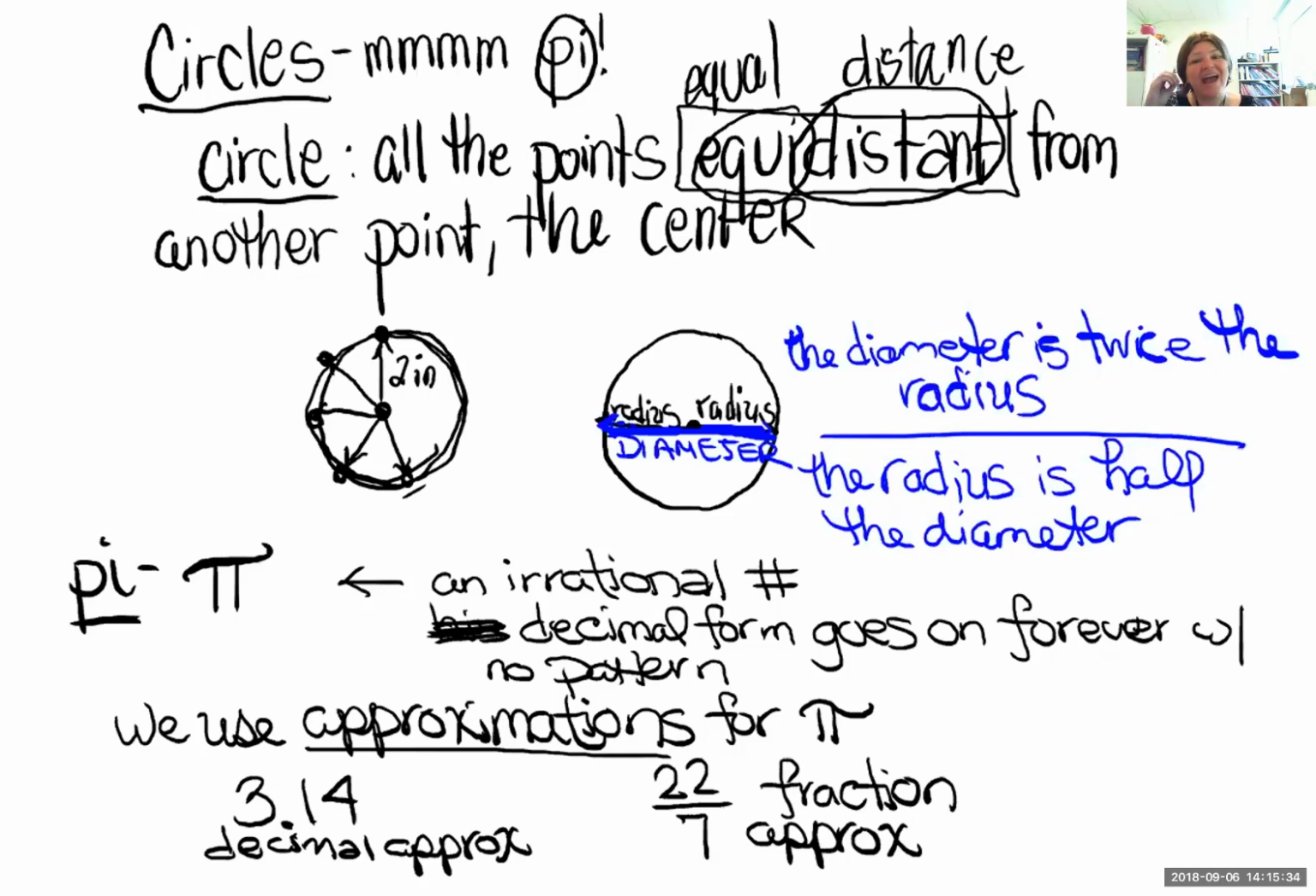The only way to have an exact answer, since all the numbers that we have are approximations of pi, is to use the symbol pi. And so sometimes pi will show up in the answer, and that stresses students out. But we're going to look at some problems like that today.